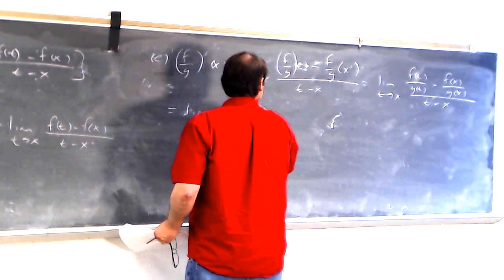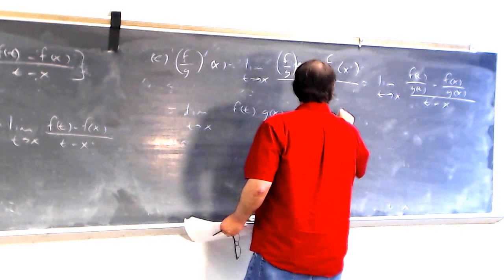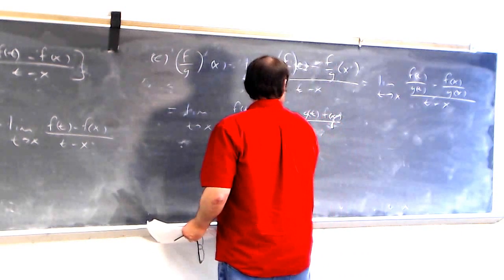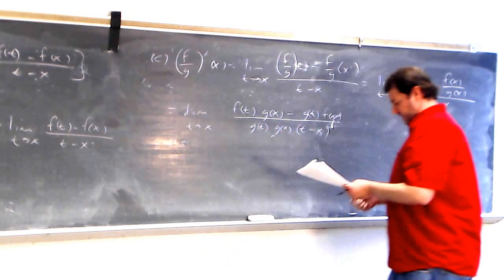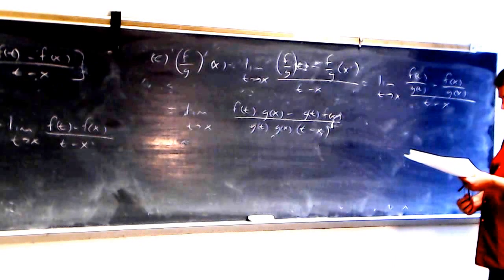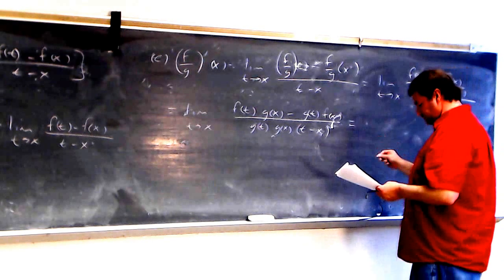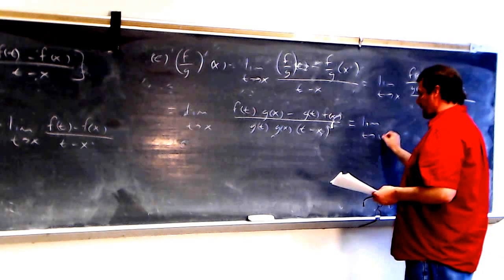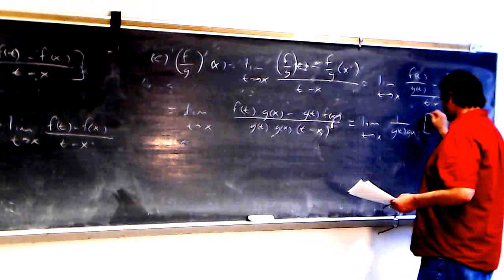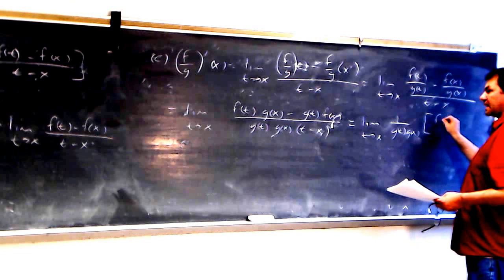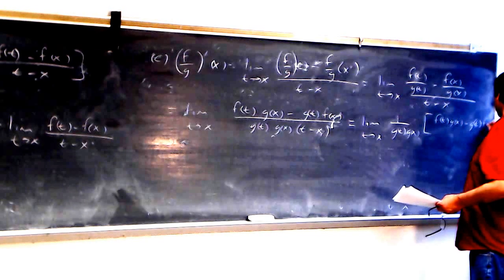This will be f of t g of x minus g of t f of x. I'm getting a common denominator here. All over g of t times g of x times t minus x. That's what I'm getting. Okay. That's equal to the limit as t goes to x of 1 over g of t times g of x. All that times exactly what we have, f of t times g of x minus g of t times f of x.